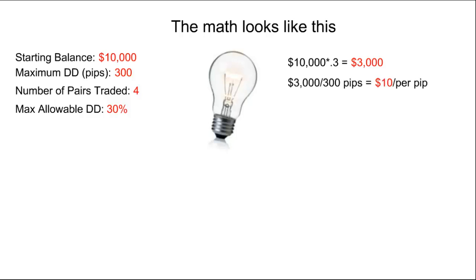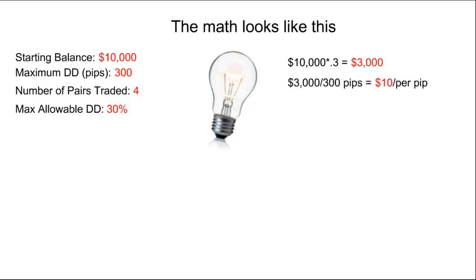If I have $3,000 and I've got a 300 pip drawdown, that means I can risk no more than $10 per pip, right? Because if I risk more than $10 per pip, then I am going to exceed at some point my $3,000 drawdown. Everybody understand? Say yes. Let me know you're with me. Thanks.